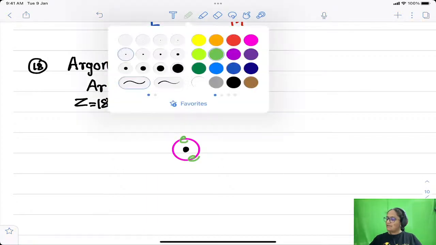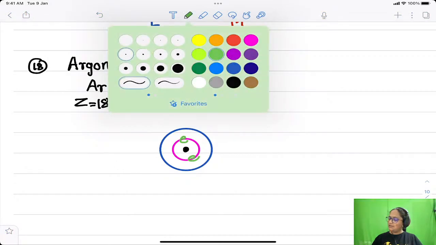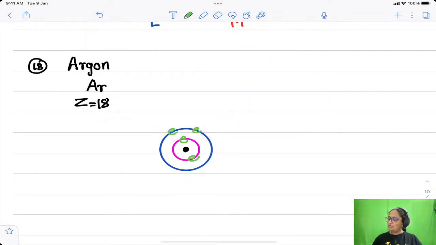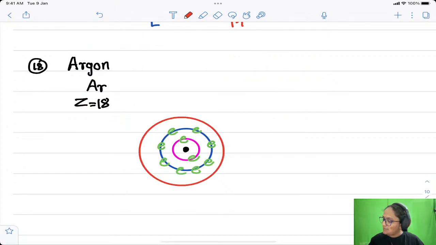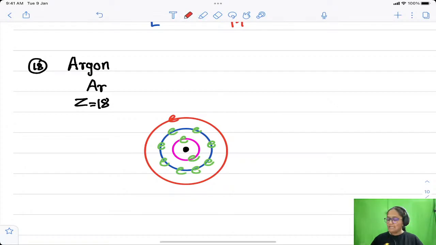Then next is the L shell. In L shell, 8 electrons are filled. 1, 2, 3, 4, 5, 6, 7 and 8. Then next is the M shell. In M shell, the remaining, that is 8 electrons are filled, right? Okay, 1, 2, 3, 4, 5, 6, 7 and 8.